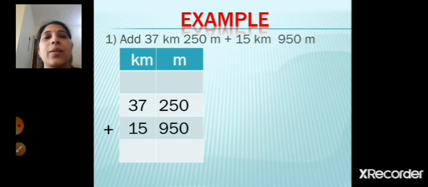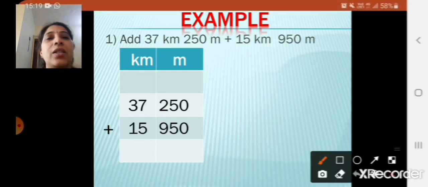So what I have done now, 37 kilometer. I have written 37 in the kilometer column. Next is 250 meter, so in the meters column I have written 250. Next is 15 kilometers, so again 15 I have written in the kilometer column, and this 950 meter, that I have written in the meters column, right? So now we have arranged them. Now let's carry out the addition.